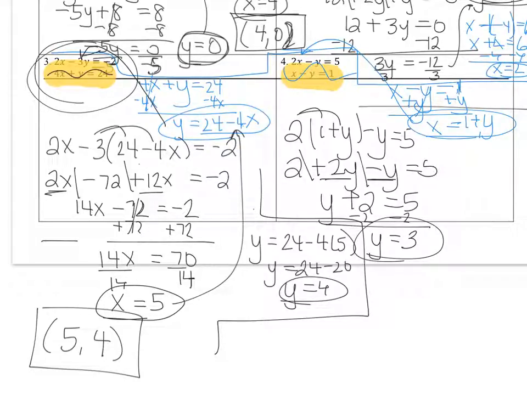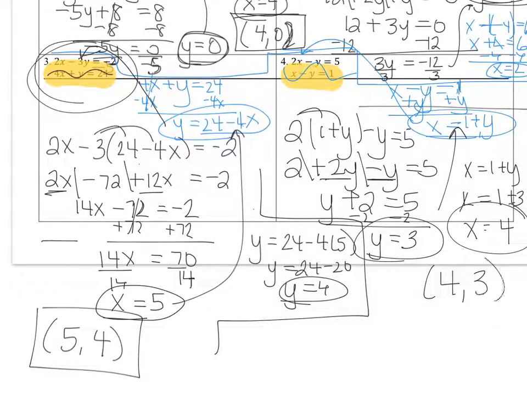How do I find x? Well, take y and plug it in. I'm going to plug it into this one: x equals 1 plus y. X equals 1 plus 3. X equals 4. So, my ordered pair is 4, 3.